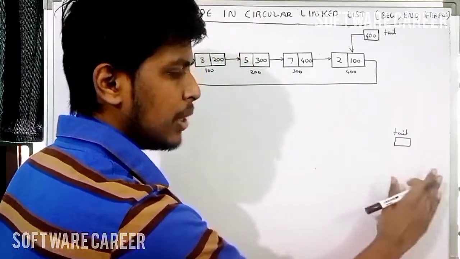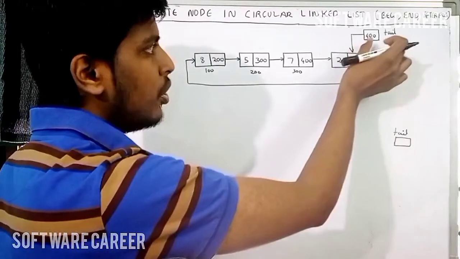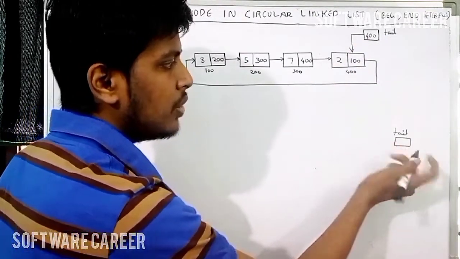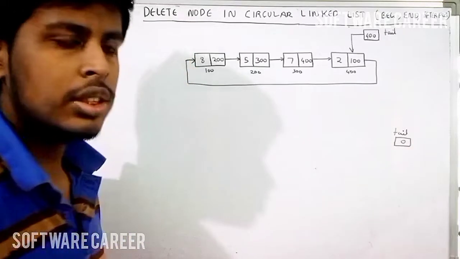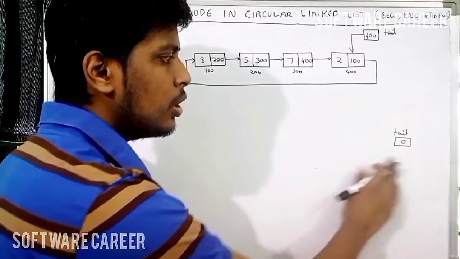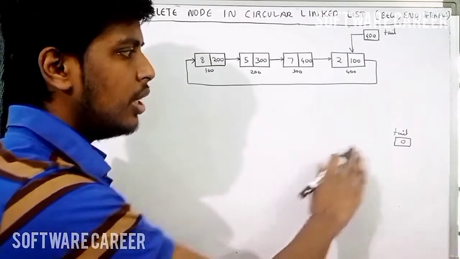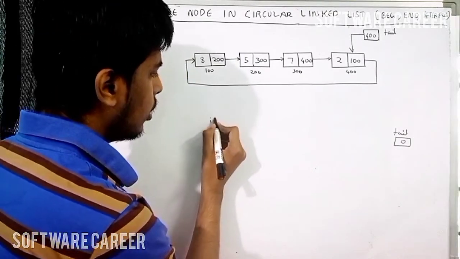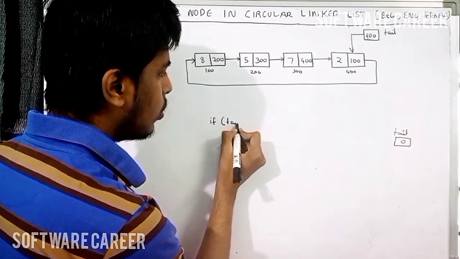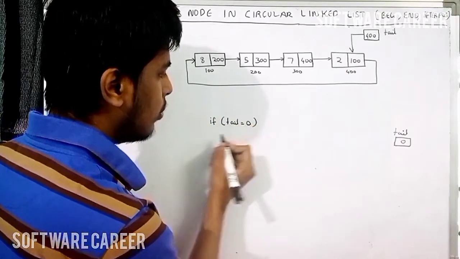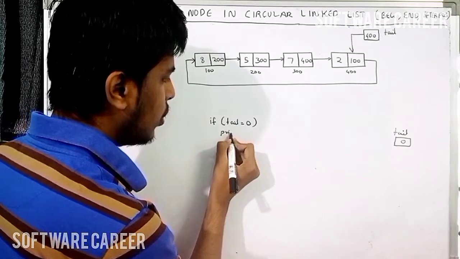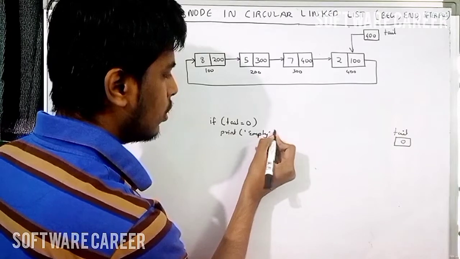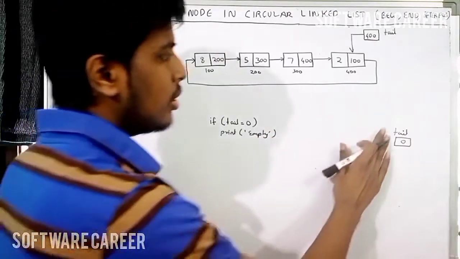Now there is no node present in the linked list, but the tail pointer stores the address of the last node. If there is no node, the tail will have 0. So if tail is 0, no node is present in the linked list, so you can't delete; you should print empty. So I am writing that condition: if tail equals 0, that means the linked list is empty, print empty. You can't delete any element.